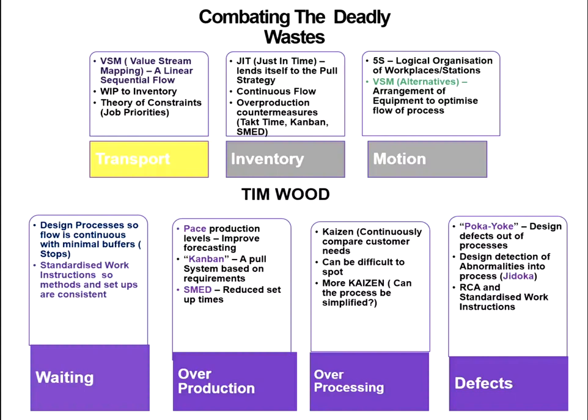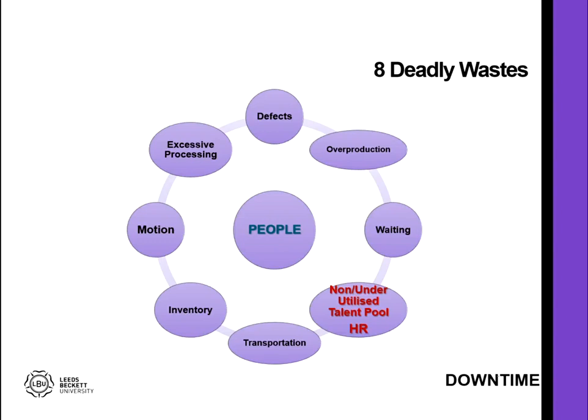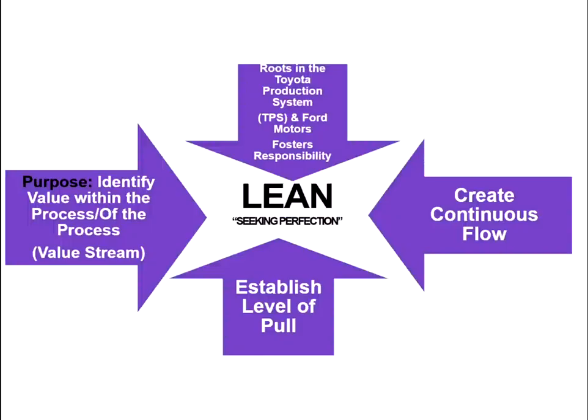And defects, something called poka-yoke design. Try and design things so that you can only assemble it one way, because if you can assemble it the wrong way, somebody will assemble it the wrong way. So 8 deadly wastes rather than 7 deadly wastes. Some companies put this in: non-utilization of your workforce. There's nothing worse than having somebody doing something when they're capable of so much more. So that's like an eighth deadly waste.